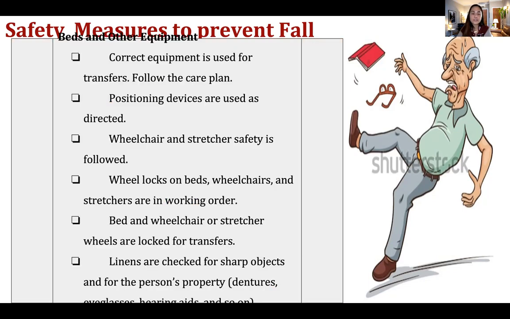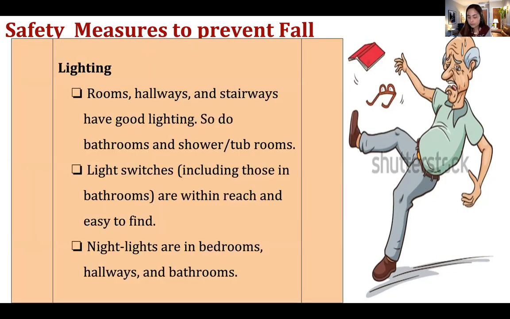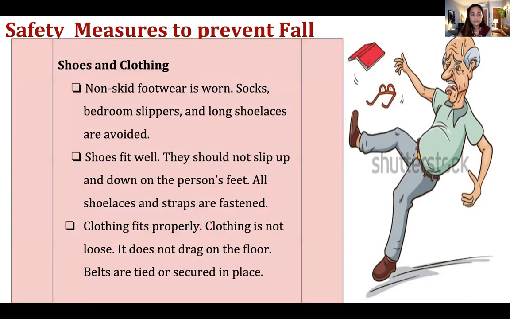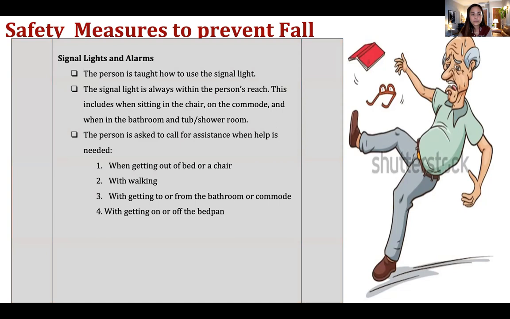Lighting is very important for the patient also because, especially for older people, if they have visual impairment already, there will be a tendency that they might fall. Night lights are in the bedroom, hallways, and bathroom. If you notice, all hospitals have night lights. They will just close the main lights and open the night lights if the patient wants to sleep. This will allow the patient to still see the floor if they are going to the washroom. Signal lights and alarms should be put on the side of the patient which is working.